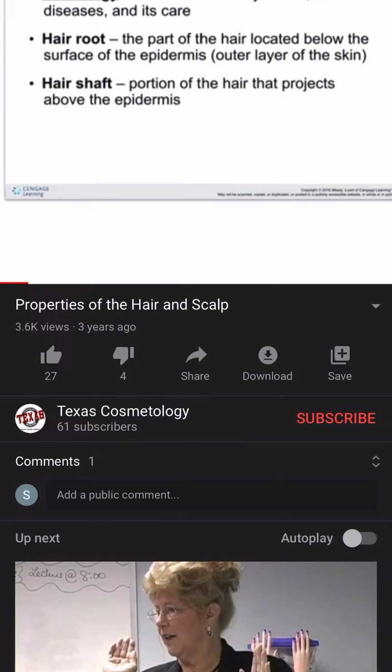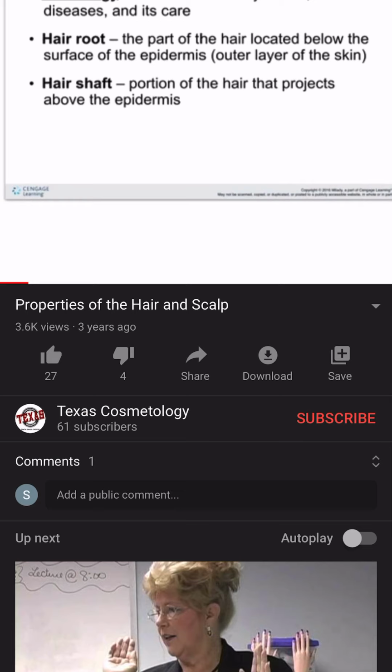Hairstylists play an important role in many people's lives. All hair services must be based on a thorough understanding of the growth, structure, and composition of the hair. Let's discover the structure of the hair.